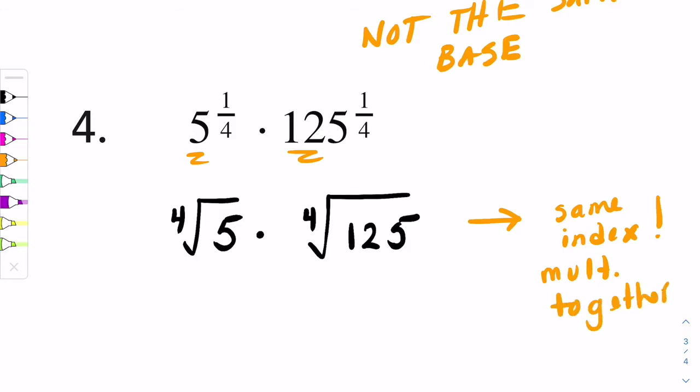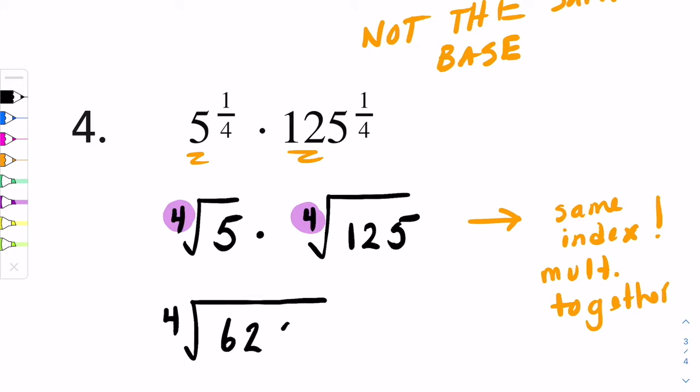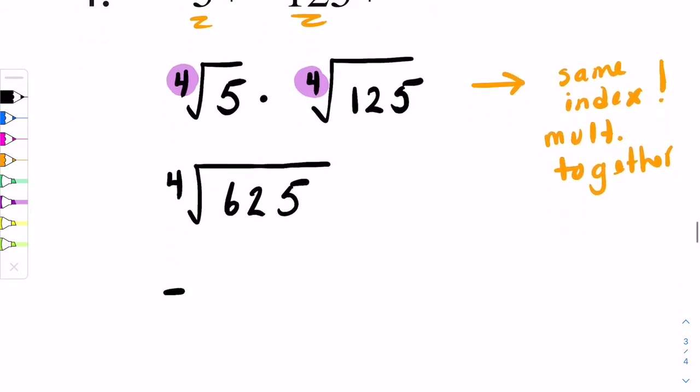This is what we went over last class. If you have the same index, you can multiply them together. This gives us the 4th root of 5 times 125, which is 625. And the 4th root of 625 is 5.